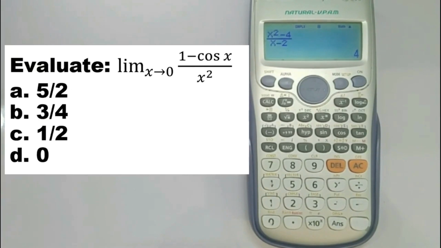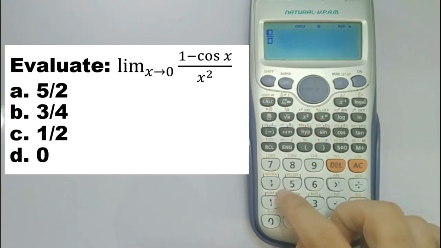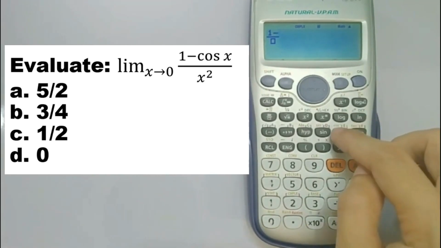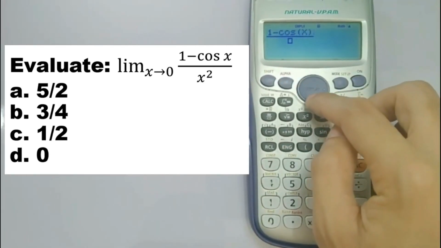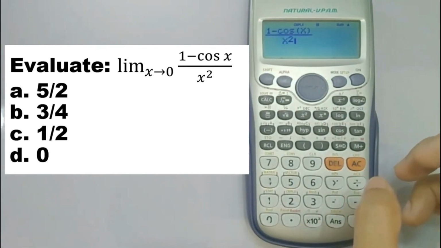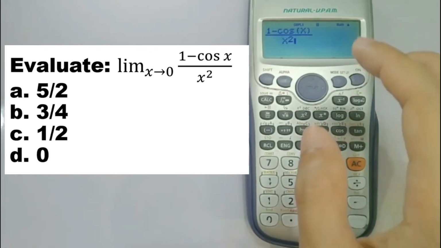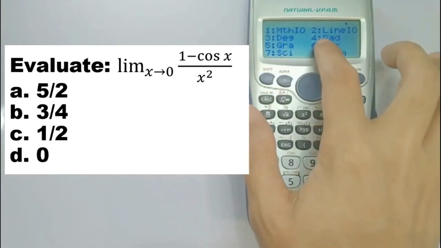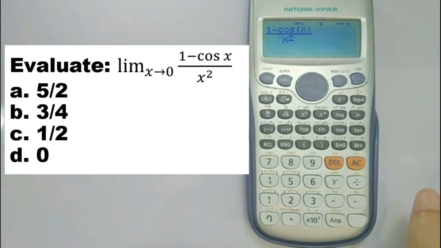Let's try this. So, what is the limit of 1 minus cosine x all over x squared as x approaches 0? Give your input natin guys. So, 1 minus, so that is cosine alpha x all over alpha x squared. So, make sure, if you are dealing with trigonometric, make sure that your calculator is in radian mode. So, shift mode, radian tayo. So, 4. Then, you can start doing the calculator technique.